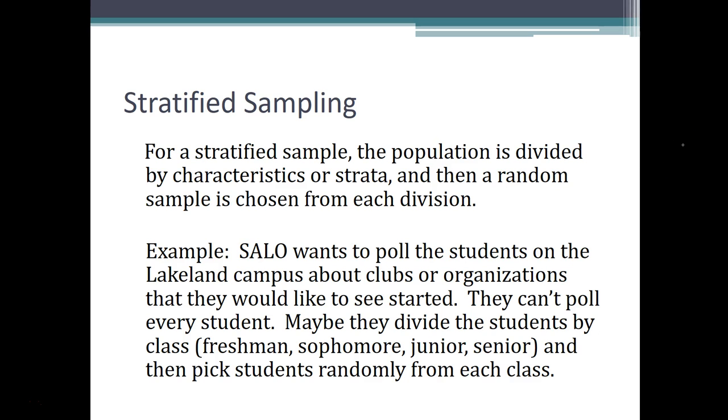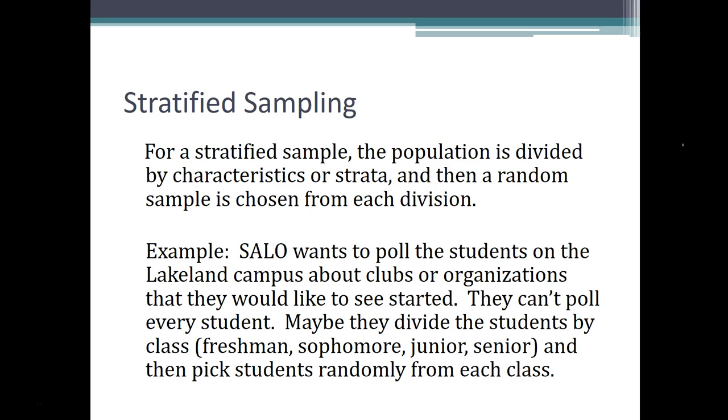Stratified sample: a population is divided by characteristics, or strata, and then a random sample is chosen from each division, each characteristic or strata. An example, like what if Salo, at Polk State, wants to poll the students on the Lakeland campus about clubs and organizations. They might want to ask students, hey, is there any club or organization that you'd like to see get started? Well, they can't go ask every student in Lakeland. Don't have the time or energy or really a way to do that. You can try, but it's probably more effective to take a sample of the students in Lakeland.